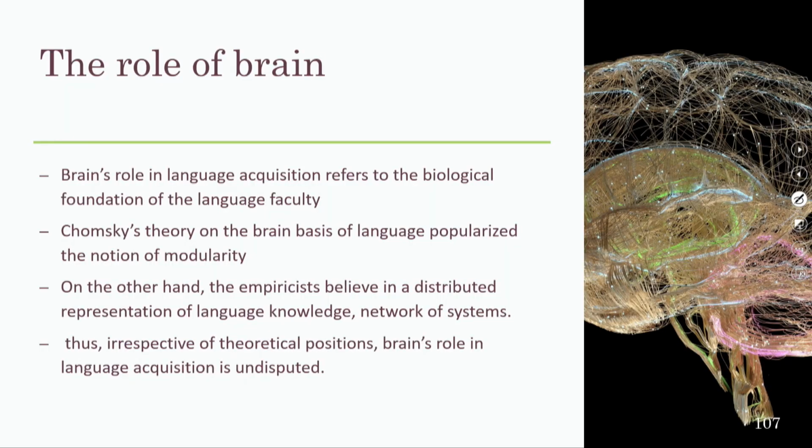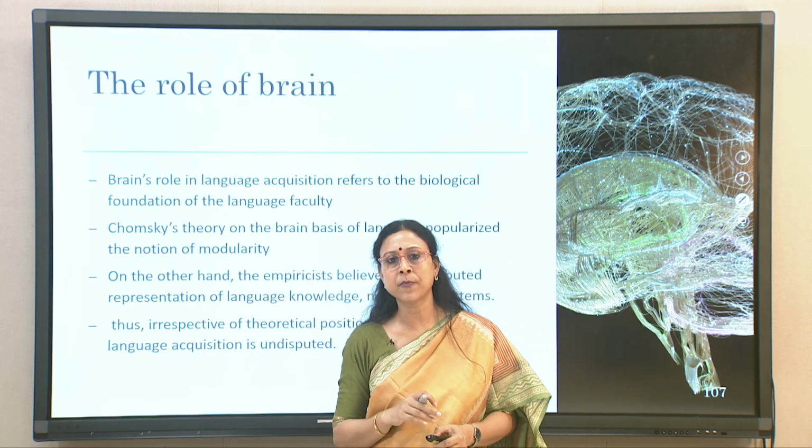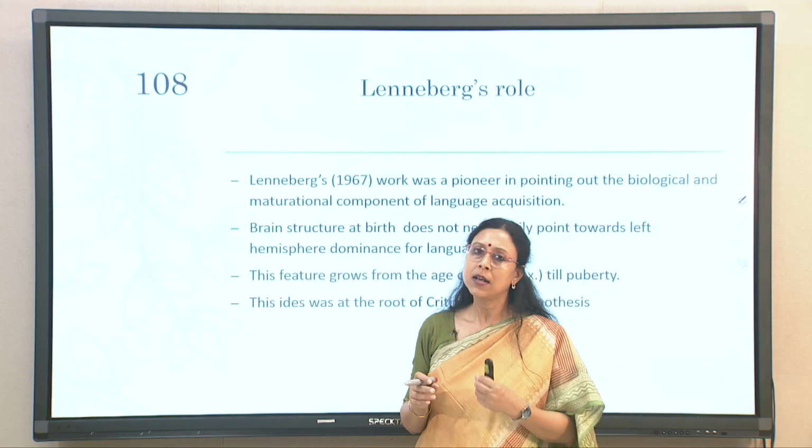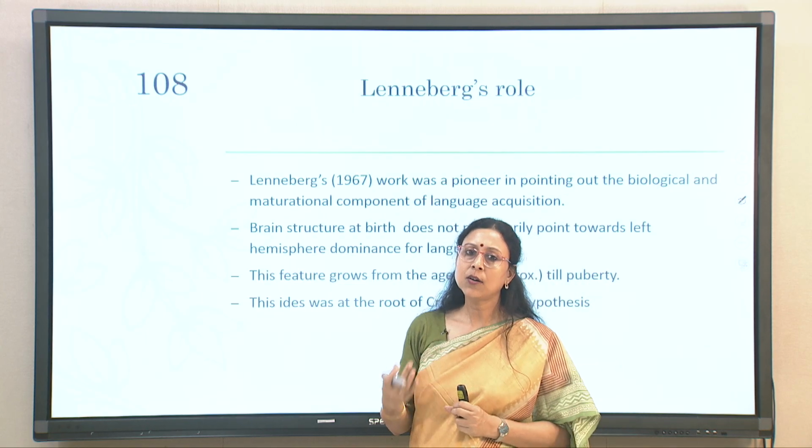On the other side, the empiricists believe in a distributed representation of language knowledge. Basically, it is a kind of network of systems. So, it is not one area in the brain, it is not a modular structure, but a distributed structure. Various areas in the brain need to work together for us to be able to use language. So, they call it a network of systems rather than a simple module in the brain. Thus, irrespective of the theoretical position, the brain's role in language acquisition has been undisputed. Till here, there is not much of a problem. The only debate is whether it is one domain or a distributed domain, but it is all in the brain. Along comes Lenneberg.